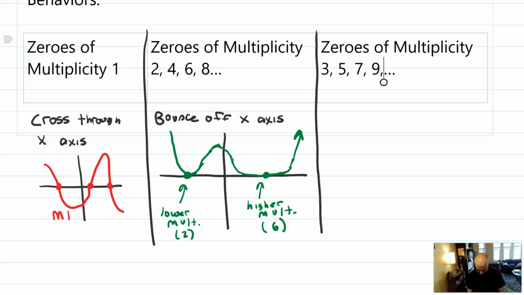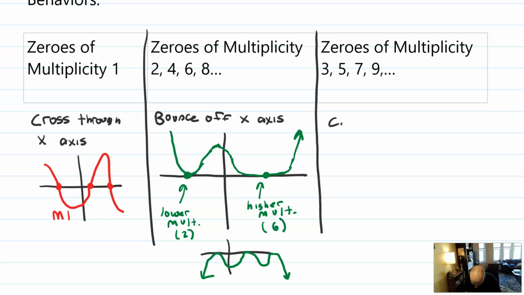You can also bounce off of the x-axis from below if you started on the negative side. So you could, for example, do this: bounce, bounce, bounce a third time, and back down. But you would never cross the axis unless you also had a zero of odd multiplicity. Zeros of multiplicity 3, 7, or 9, that is factors that occur an odd number of times but more than once, will cross through and flatten out.